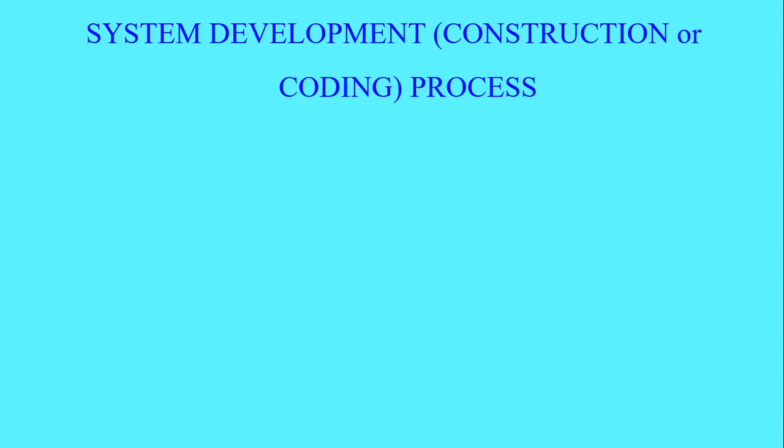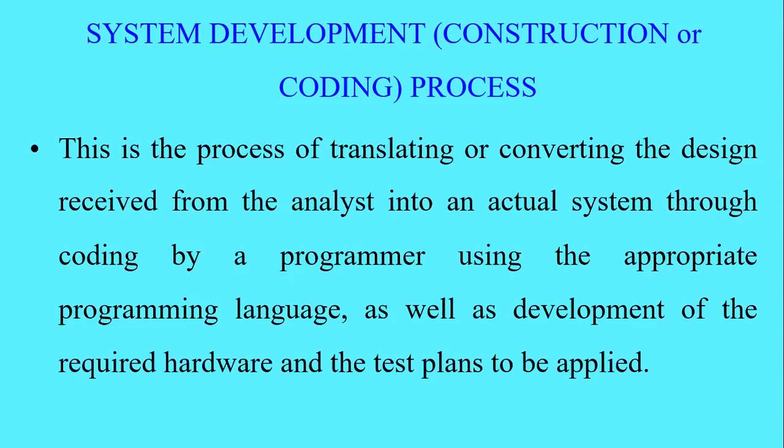Let's now look at system development, or what we call the construction or coding process. System development is the process of translating or converting the design received from the analyst into an actual system through coding by a programmer using the appropriate programming language, as well as the development of the required hardware and the test plans to be applied.